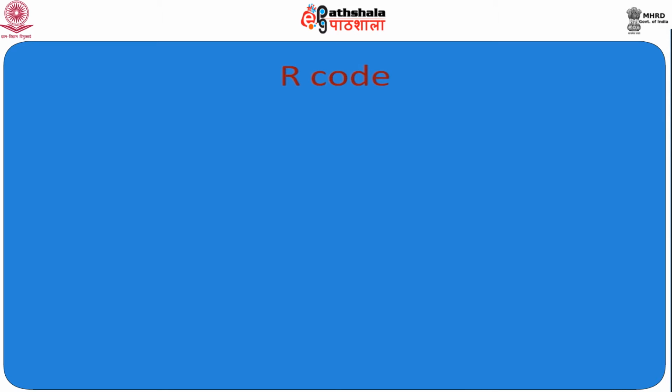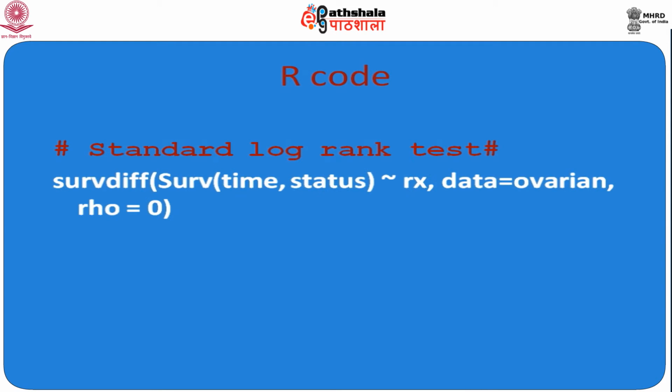Now this is the standard log rank test we will perform. To perform this standard log rank test, the function is called survdiff. The survdiff function is useful to perform the log rank test, and it is available in the library called survival. In survdiff we will call the function Surv with time and status, and data equal to the data set, and here we are putting rho equals to 1. If we put rho equals to 1, by default it will calculate the log rank test.